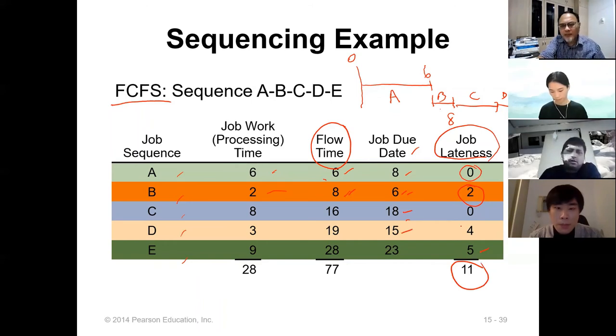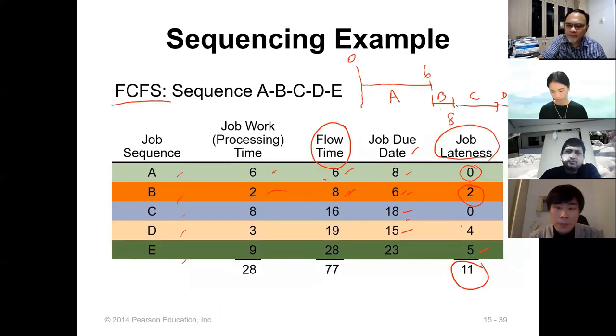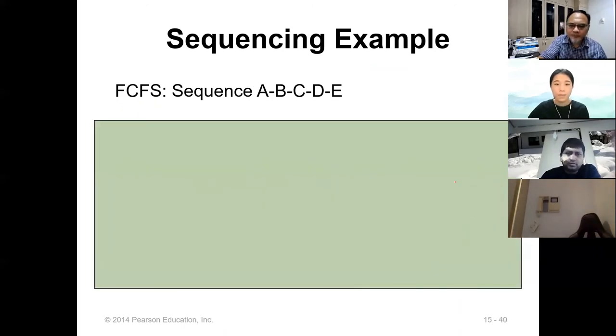Okay. There will not be any negative numbers here. Only the positive numbers. We're talking about lateness. So if you can deliver before the due date, then it is not late, okay? We're not going to consider negative numbers, okay?